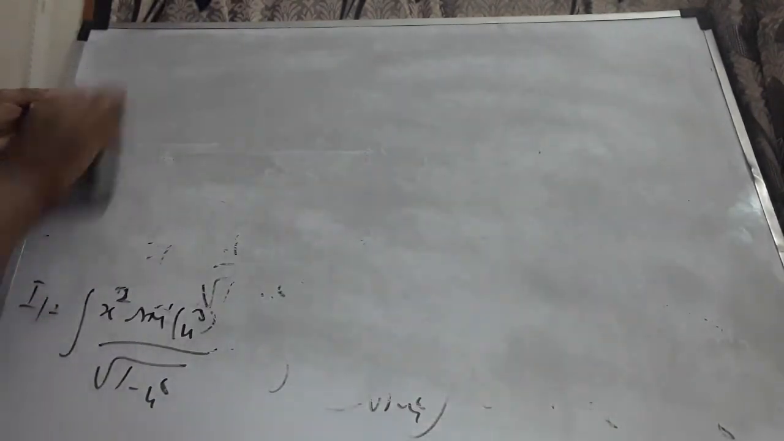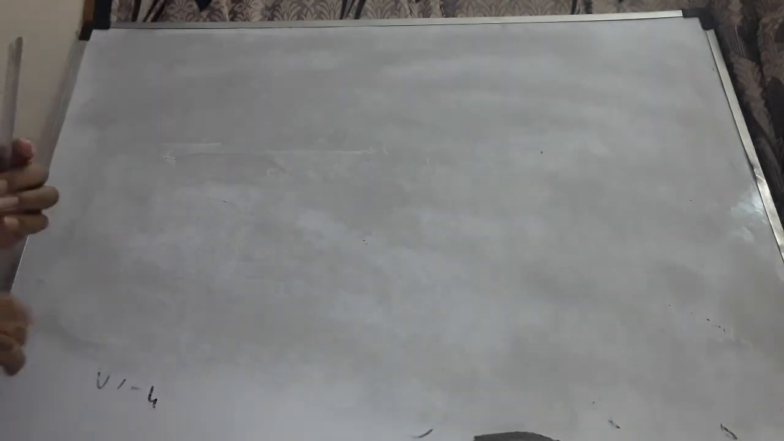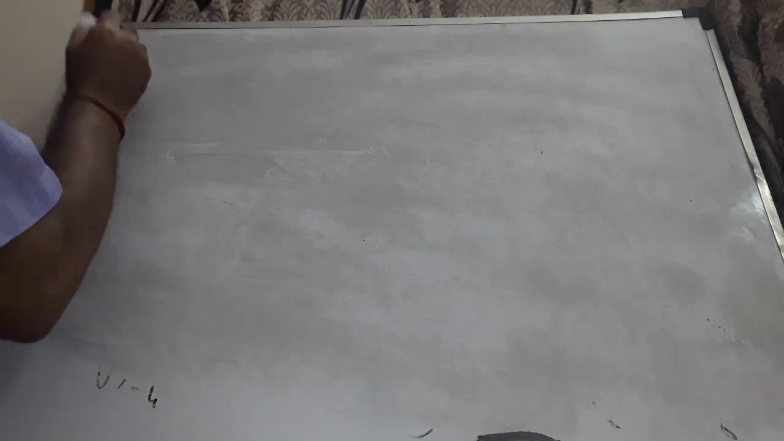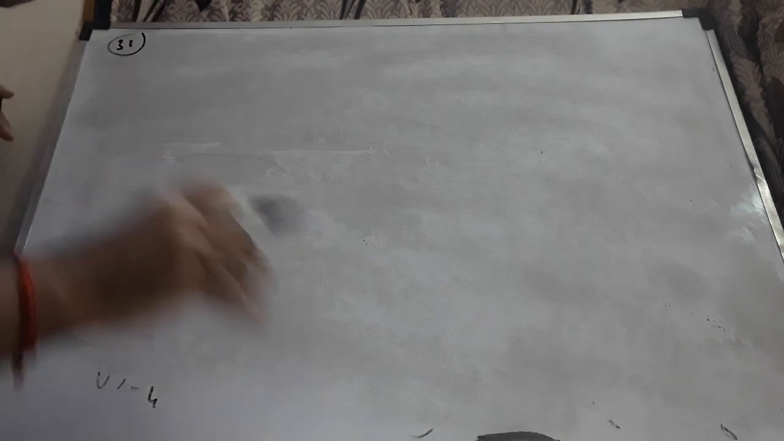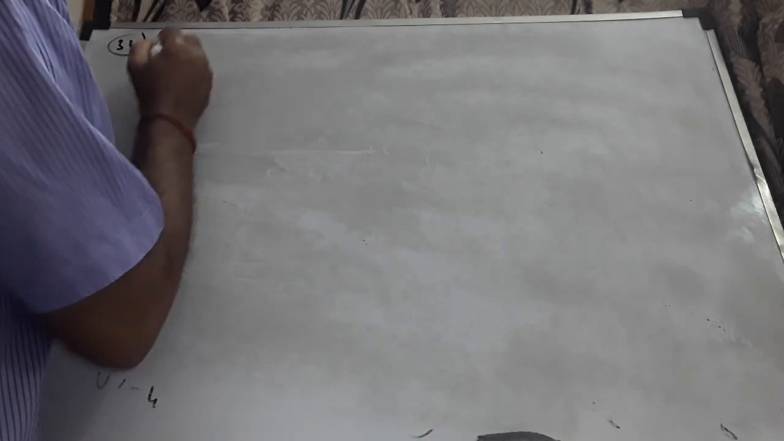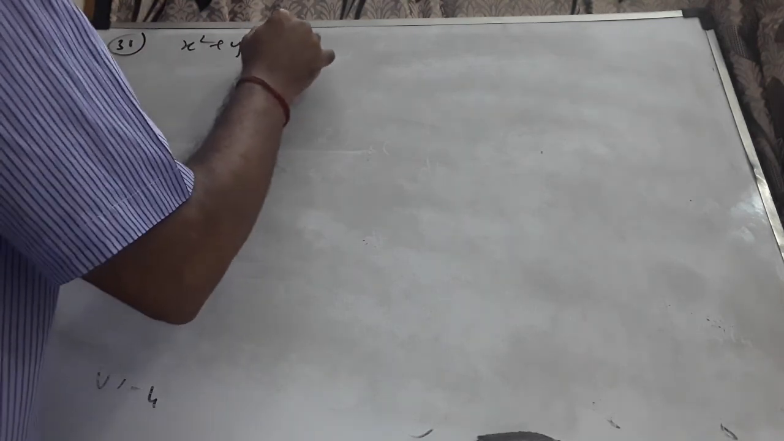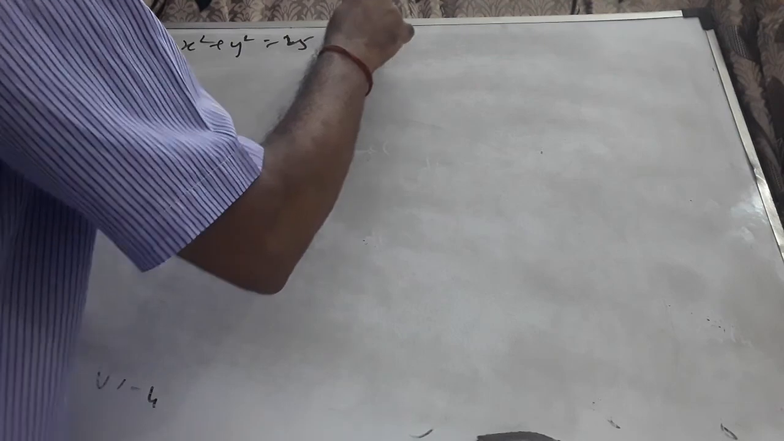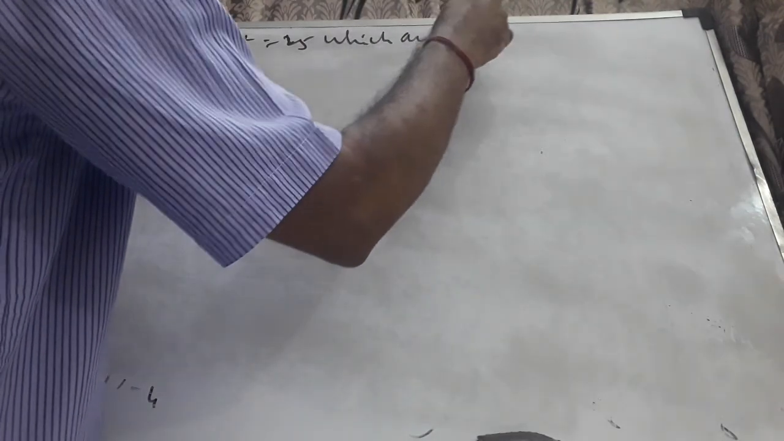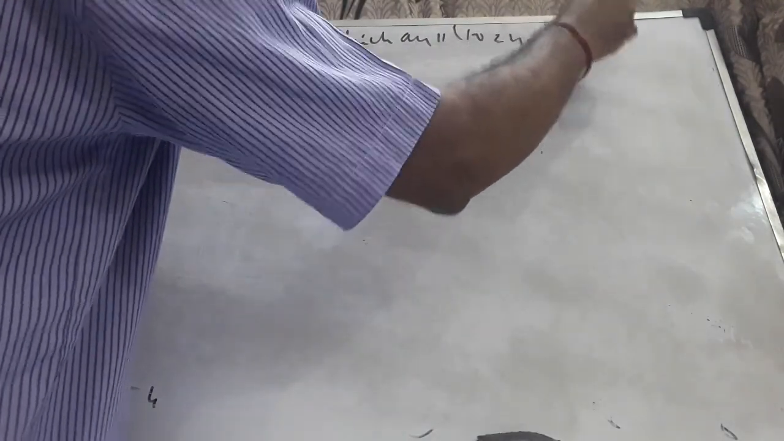Now, next question goes like this. This is my 30th question. Question number 30: find the equations of tangent to x square plus y square equal to 25, which are parallel to 2x plus y is equal to 5.